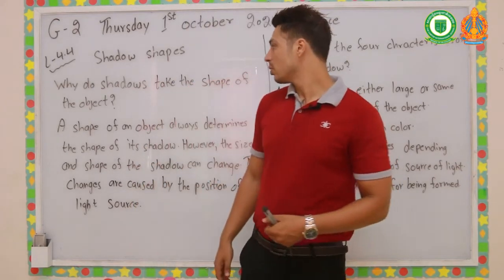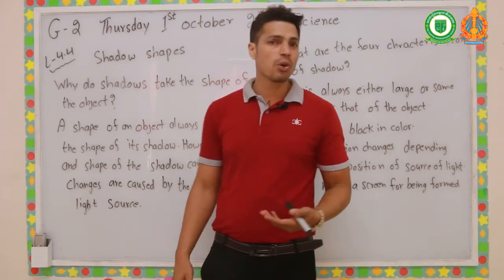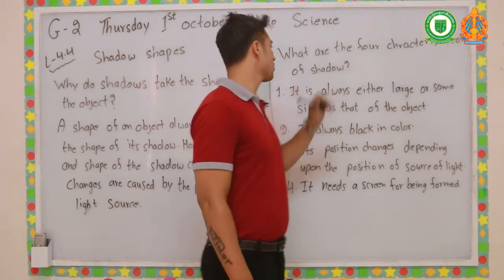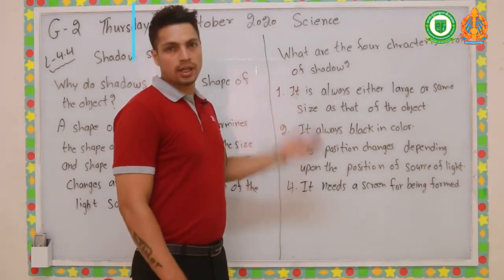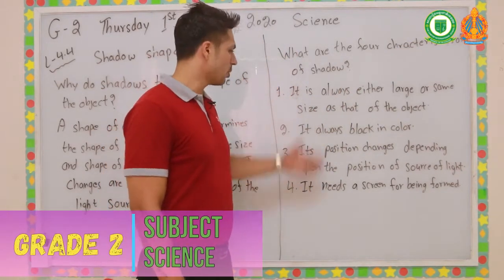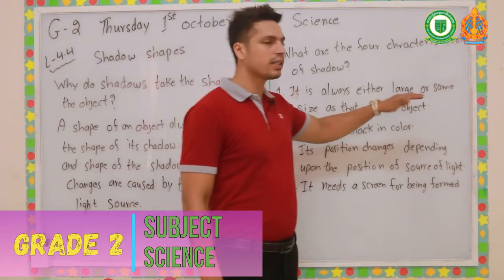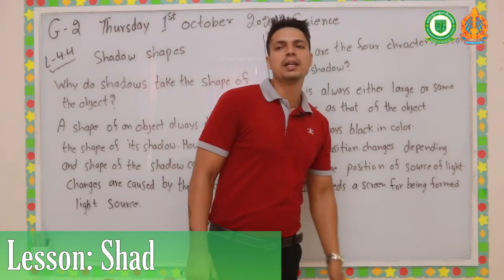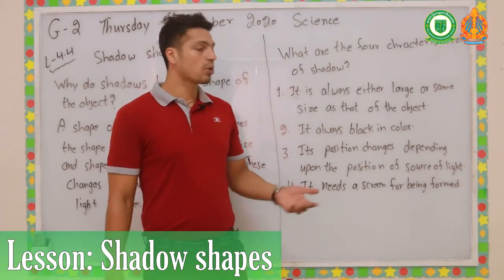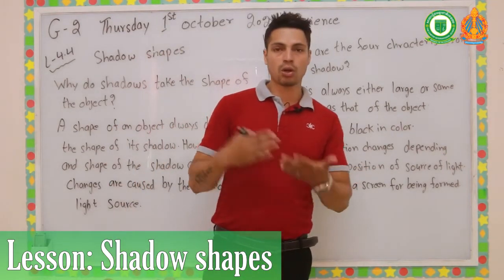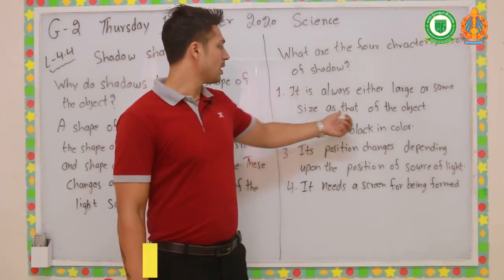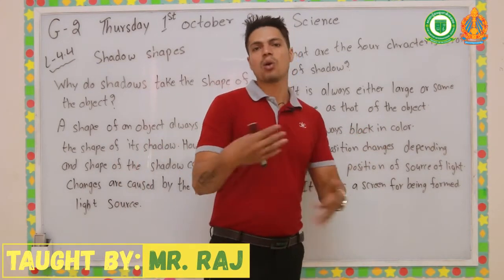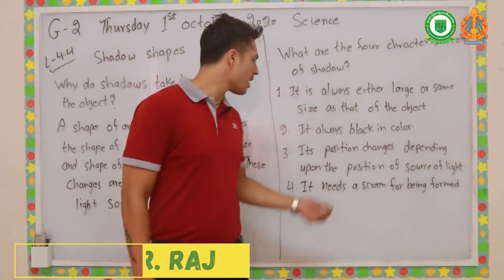So what are the 4 main characteristics of shadow? As I mentioned in the last video, it is always either large, short, or the same size as that of the object. It is always black in color, like dark.